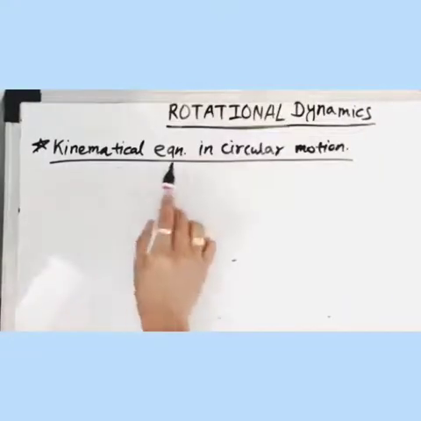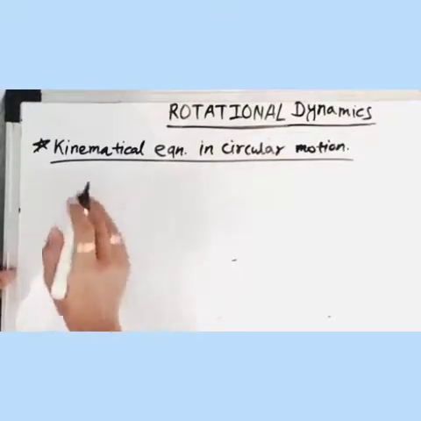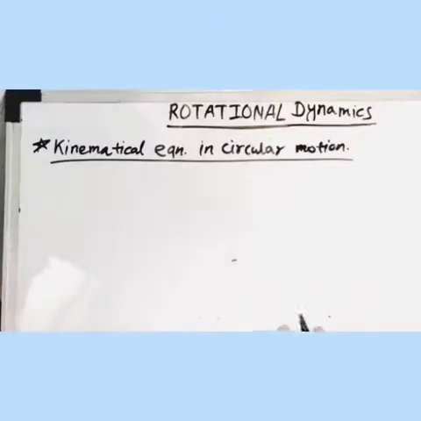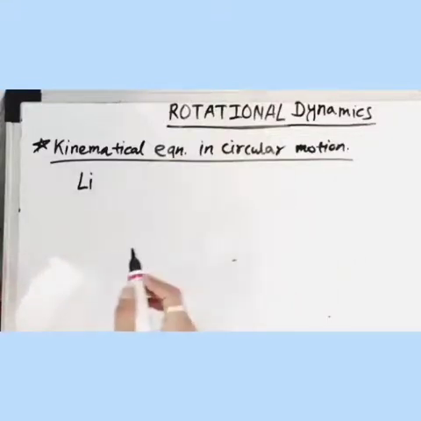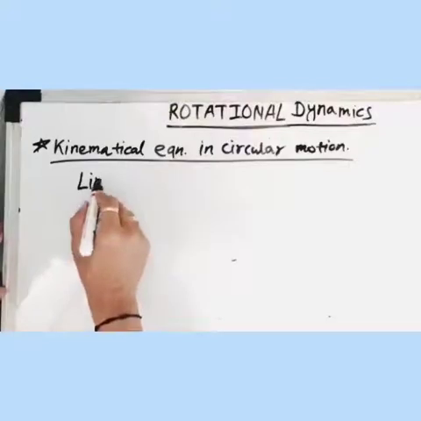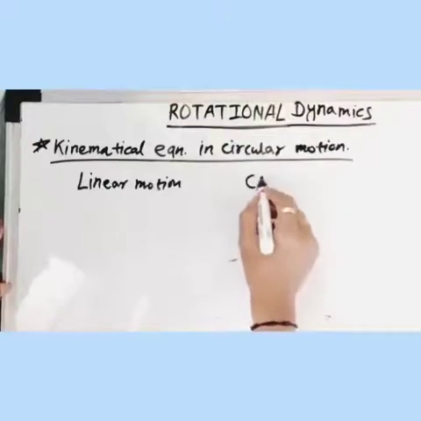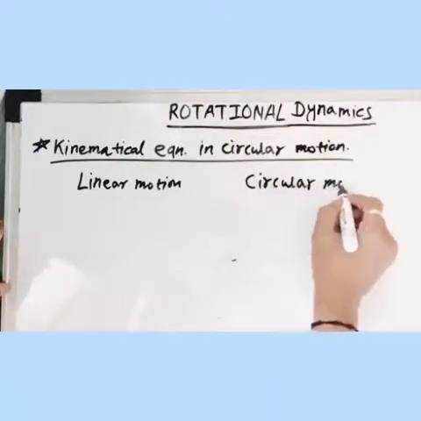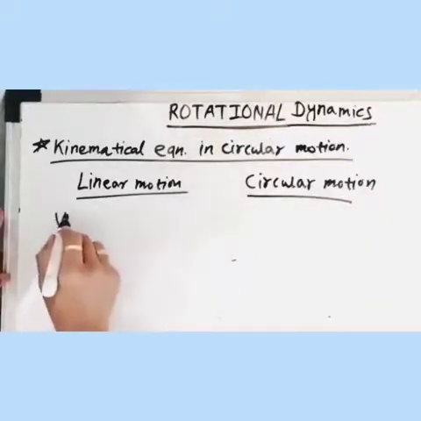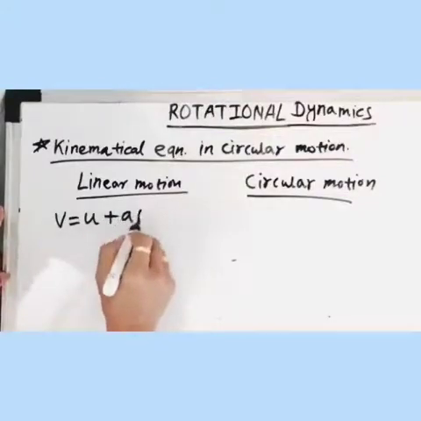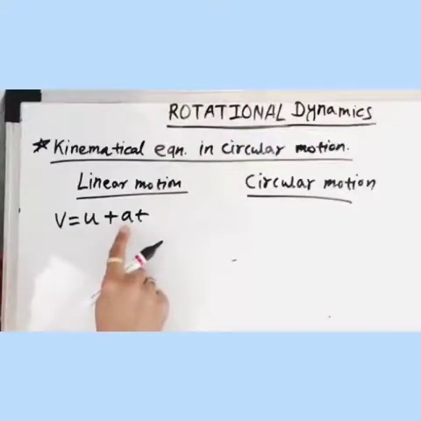Now let's see the kinematical equations in circular motion. As in linear motion we have the kinematical equations, similar to that in circular motion also we have the kinematical equations. So we will compare these linear motion kinematical equations and circular motion kinematical equations. In linear motion, the first kinematical equation is V is equal to U plus AT, where V is the final velocity, U is the initial velocity, A is the acceleration, T is time.